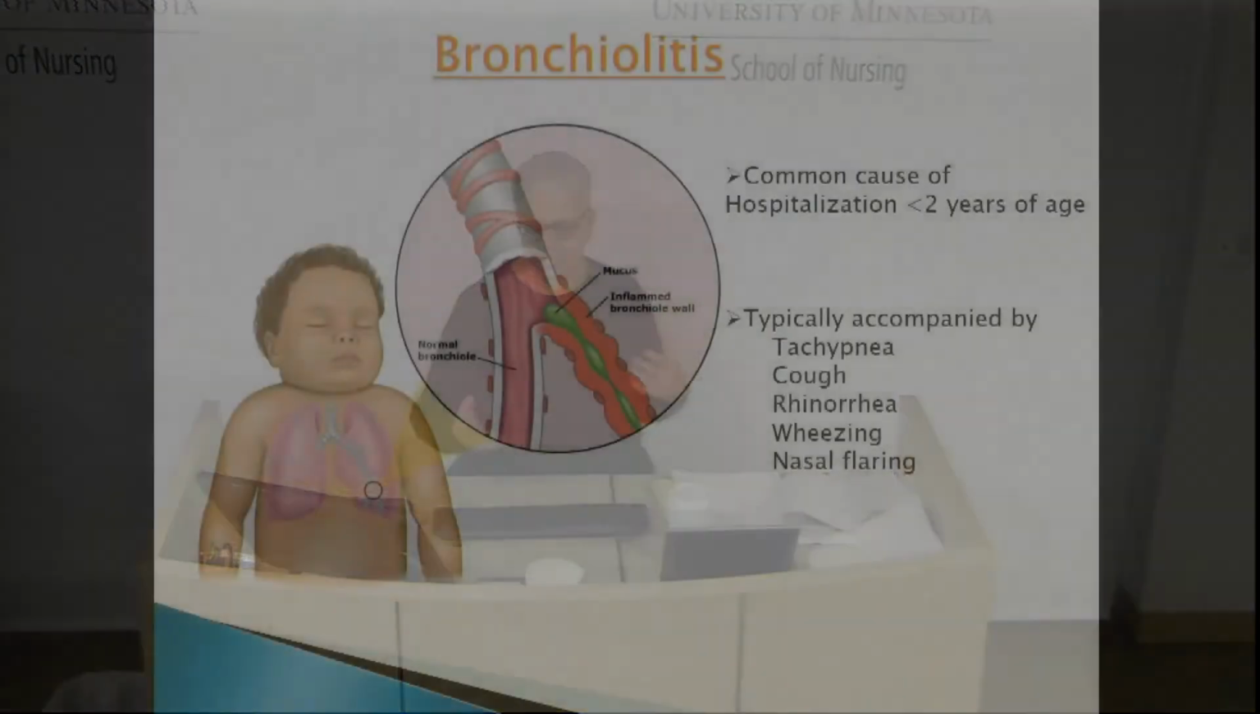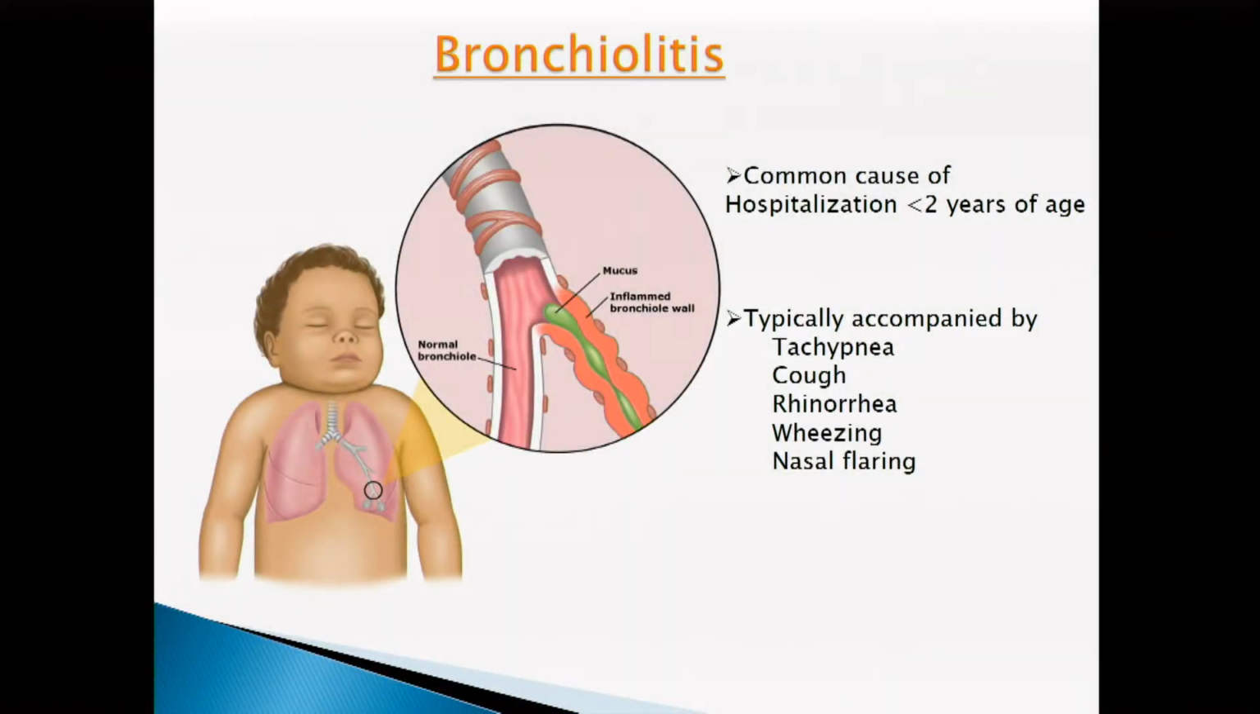It's a common cause of hospitalization in kids under the age of 2 because they have such secretions and inflammation in the airway that the mucus gets trapped, can't get moved, and it just causes them to develop a pneumonia-like situation in their lobe of their lungs. So a bronchiolitis would typically be accompanied by tachypnea, a cough, maybe some rhinorrhea, wheezing, and nasal flaring. So they're working to breathe, and we know they're working to breathe by the wheezing, by the nasal flaring, by the retractions that we might see, by the tachypnea that we observe.